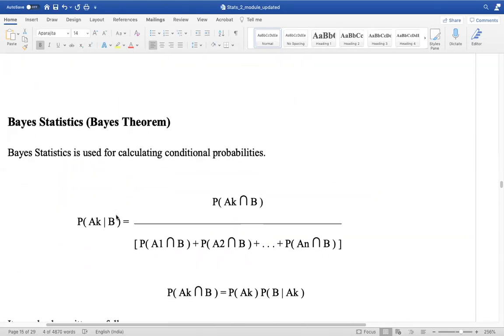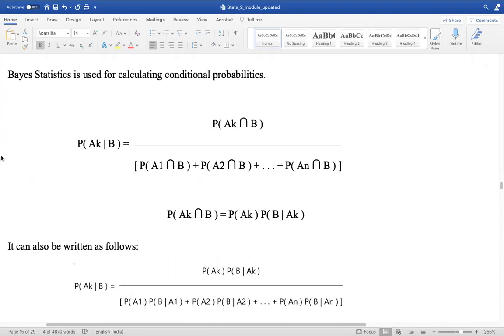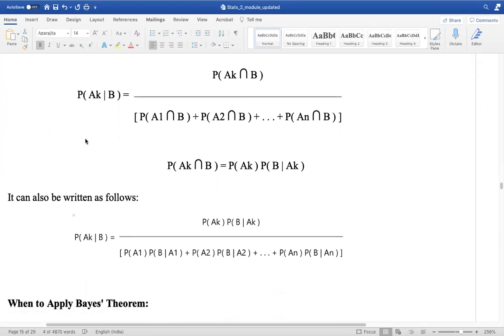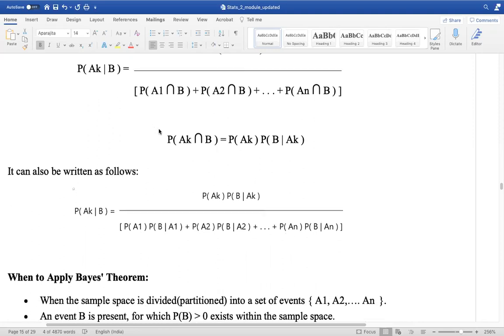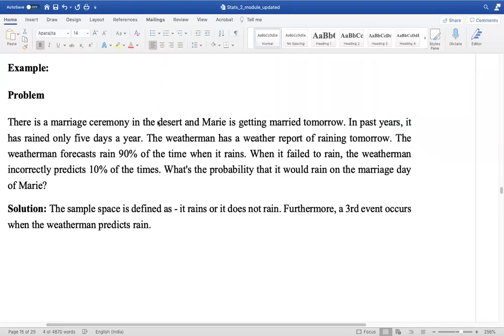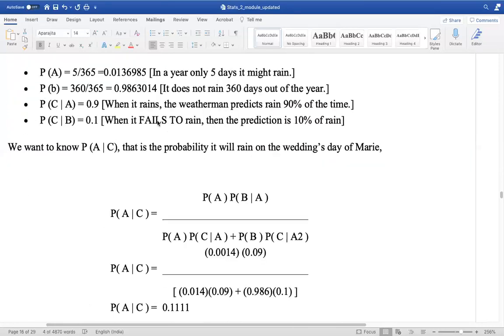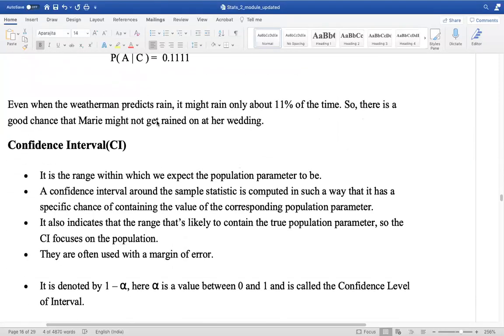And Bayes theorem. Bayes theorem is a very simple thing. This is a conditional probability concept: the probability of A given B, where the probability of A intersection B is divided by the probability of B, and k is nothing but a number of elements. So these things are in the Bayesian theorem, which we use to understand Bayesian probability distributions.